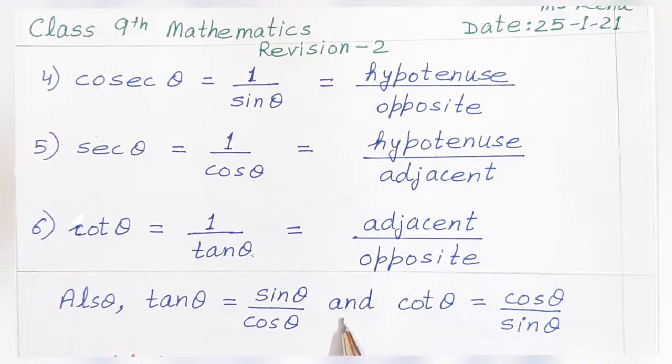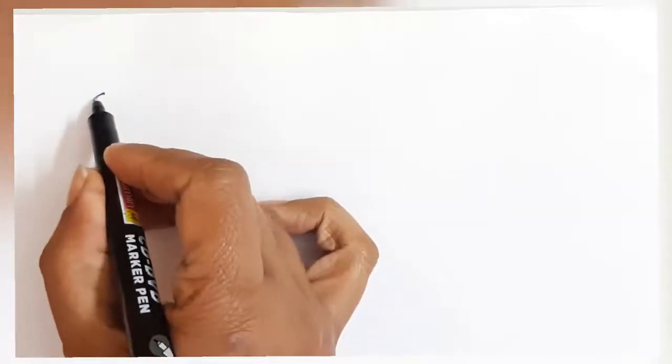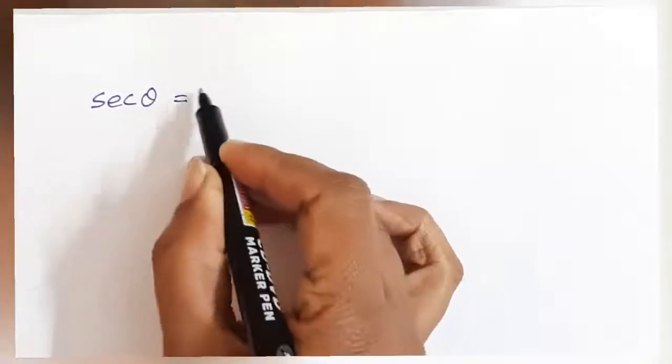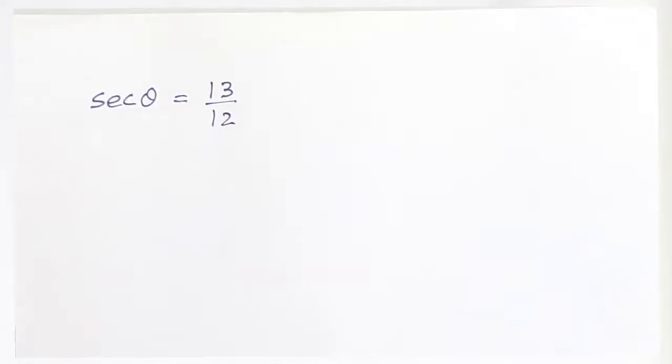Students, remember tangent theta is sine theta upon cos theta and cot theta is cos theta upon sine theta. Now let us consider an example. Secant theta is equal to 13 upon 12 and we have to calculate all the trigonometric ratios.